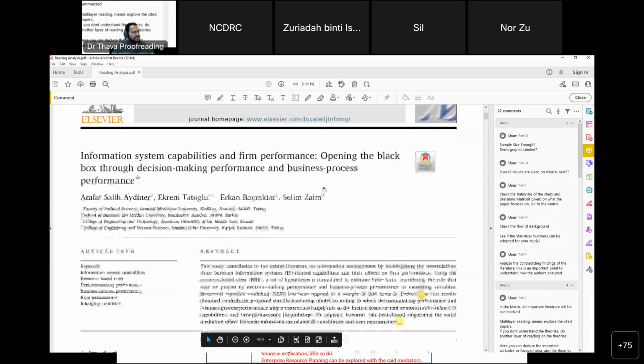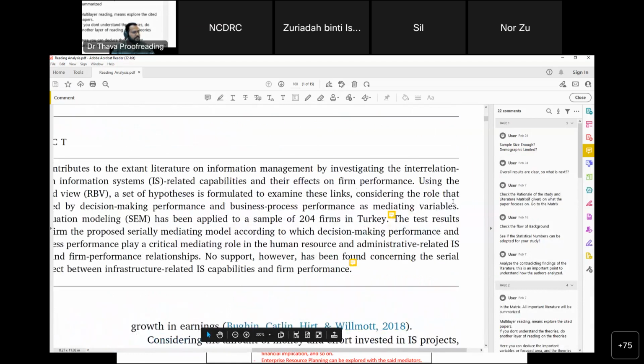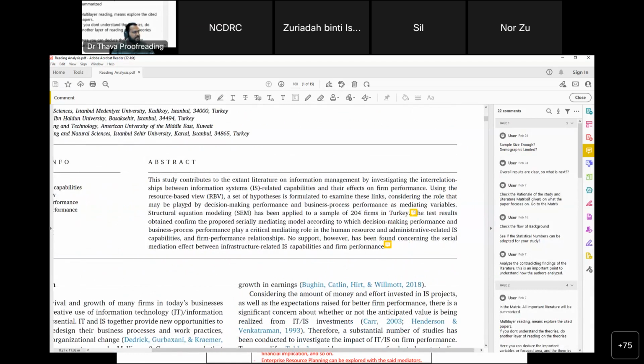Okay, so let's go to the abstract directly. The abstract is usually dissected into 4 to 5 segments. First one, introduction. They talk about what information systems are and what they do to firm performance. Then they talk about the theory and the solution they are providing. They use a mediating variable, resource-based view theory, all these things.